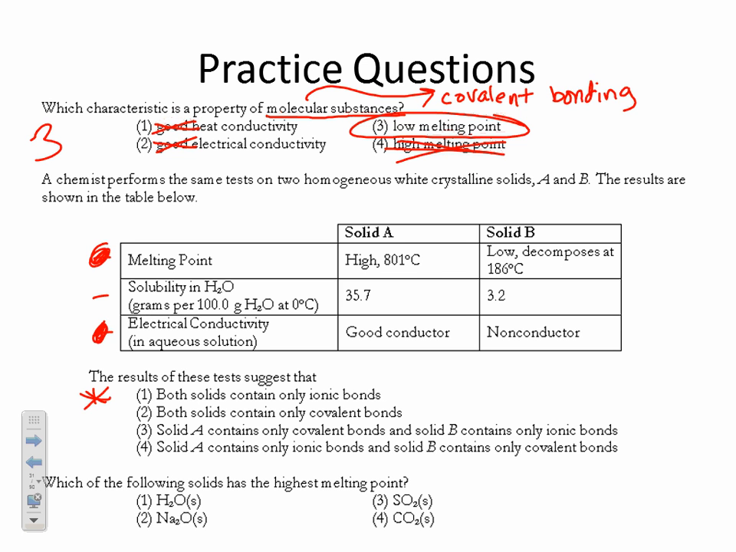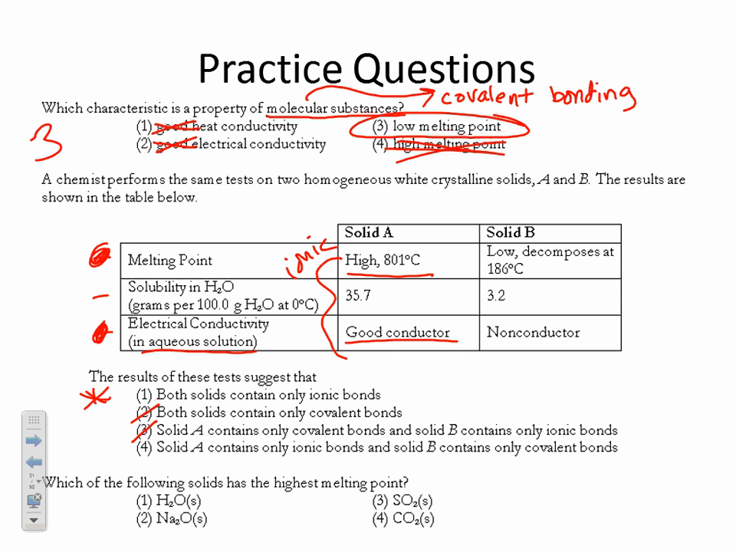The melting point of A is very high, and it is a very good conductor when it's in aqueous solution. Both of these things point to A being ionic. Those are properties of ionic compounds: high melting point, and they conduct when they're in aqueous solutions. So I'm going to eliminate choice 2 because A is not covalent, and likewise choice 3 because A is not covalent, it's ionic. And then we have B.